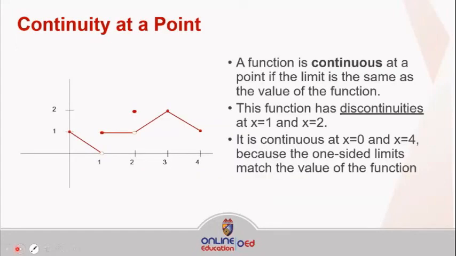So here we are just showing a graph. A function is continuous at a point if the limit is the same as the value of the function. This function has discontinuities. So where can we see the discontinuity? At x equals 1, this value here. And for the value of x equals 2, this part here. And then it is continuous at x equals 0 and x equals 4, from here until there, because our one-sided limits match the values of the function. That is what is being shown here.